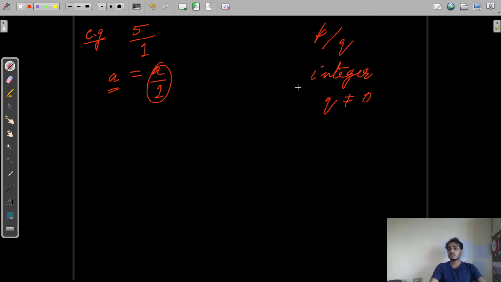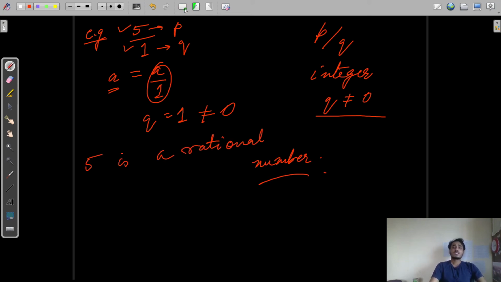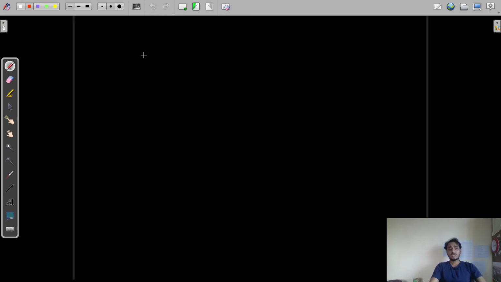Now the second condition, the numbers p and q should be integers. Here we have 5 in the place of p and 1 in the place of q. So both 5 and 1 are integers. The third condition is q must not be equal to 0. Here we have q equal to 1, which is of course not equal to 0. So we can say that 5 is a rational number.